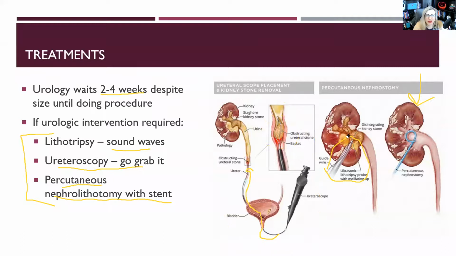So there's a couple of different ways. It's just handy to know that each urologist is going to decide on what he or she needs depending on the stone, the size, and what they're the most comfortable with.